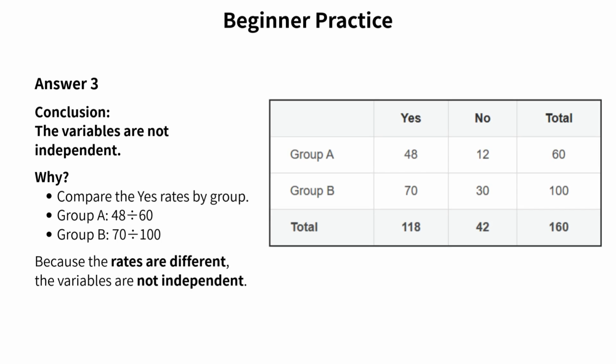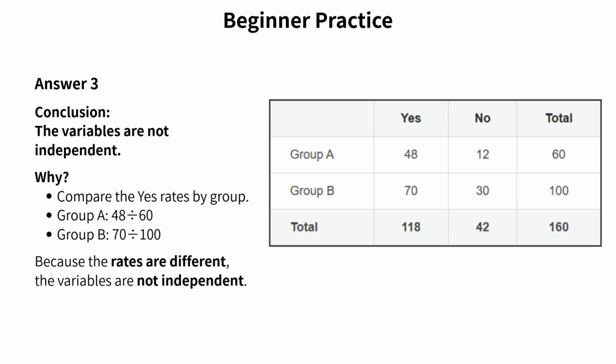Alright, let's walk through the answer together. The question was whether these two variables are independent. And the conclusion is clear: they are not independent. But what matters most here is why. Independence is not about the counts themselves. It's about whether the rates stay the same across groups. So instead of looking at totals or raw numbers, we compare the yes rates within each group. For Group A, there are 48 yes answers out of 60 students. For Group B, there are 70 yes answers out of 100 students.